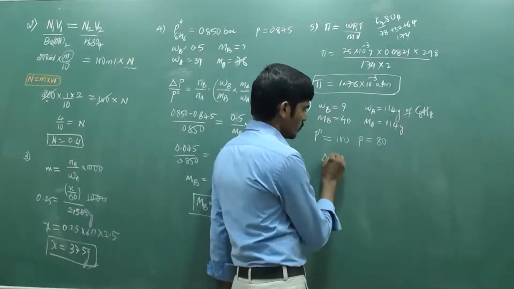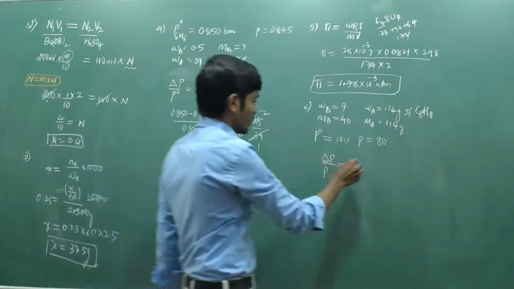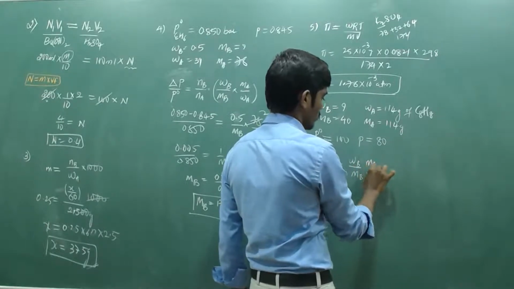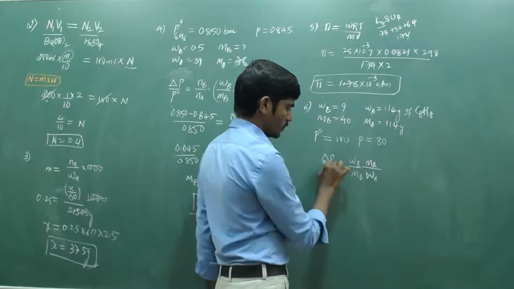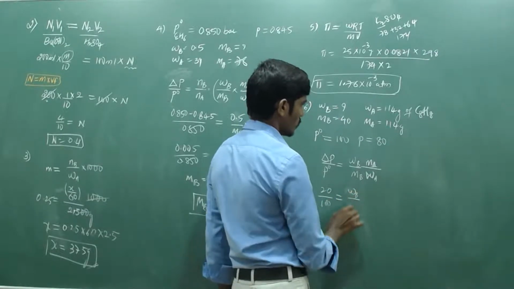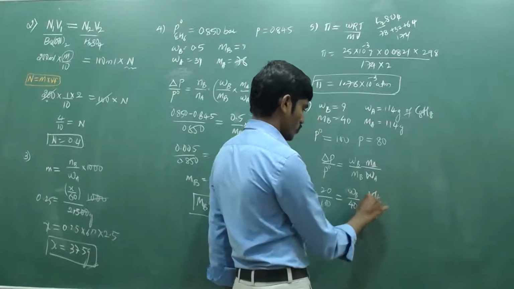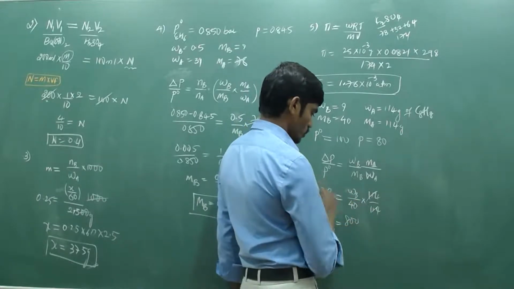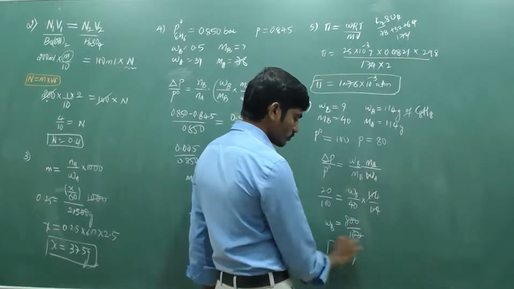Therefore, delta P, we have this formula delta P by P0 is equal to WB by MB into MA by WA. Delta P is 20 by 100. WB is equal to question mark, MB is 40, MA is 114 and WA is also 114. So therefore, WB is equal to 200 divided by 100, WB is equal to 8 grams.